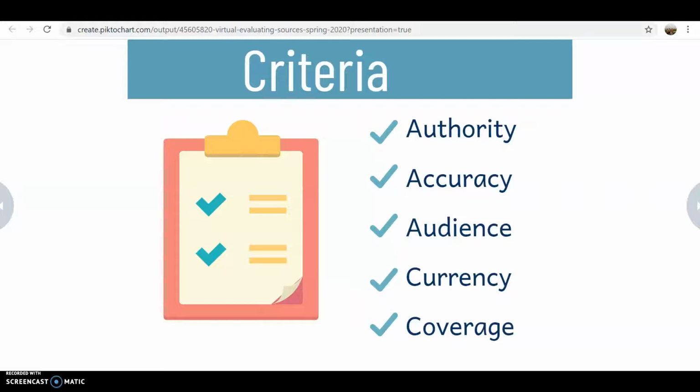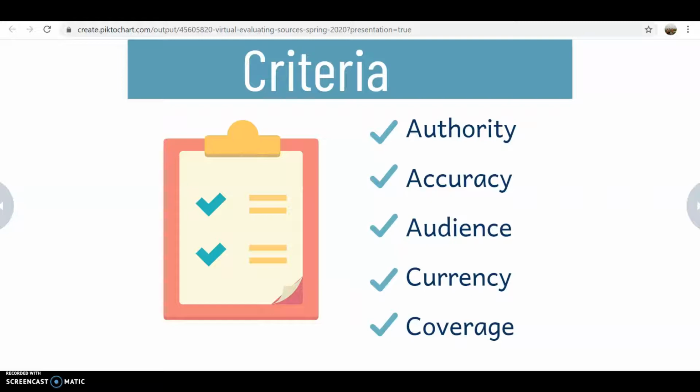Currency is a big deal as well. How up to date is the information? When was it last updated? The timeliness of it for your scope of research. Medicine, technology, fields that are changing a lot. You want super up-to-date information. I generally go back about 10 years or so when I'm doing research for the essays in English 1010. So you want to make sure what you're researching is current and up to date.